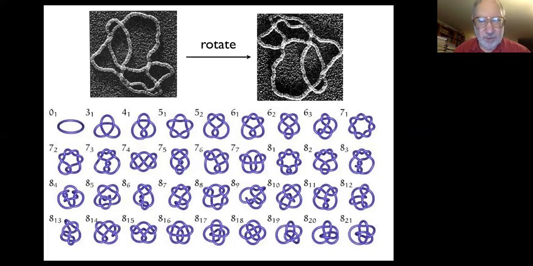But you could look for the knot there, and if you take that DNA knot and you rotate it by an angle, so that this is, of course, the same picture, I just rotated it around, and then you could look in the tables and you'll find that it looks very much like which one? I just thought I'd give you a moment. Any takers?